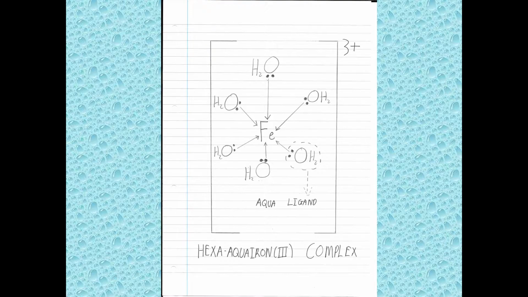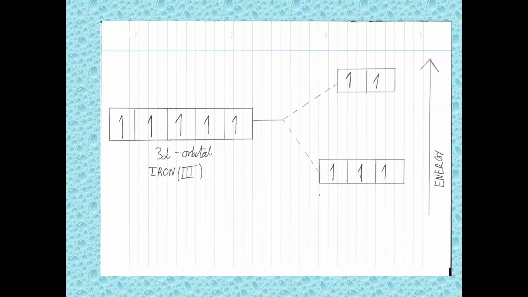When we add a transition metal ion to a solution such as water, it forms a complex where the central metal ion, in this case iron, is surrounded by ligands, which in this case would be aqua ligands. As you can see, the water is surrounding the central metal ion, which is iron. When these ligands approach the transition metal ion in solution, it causes its d subshell to split into two different energy levels.